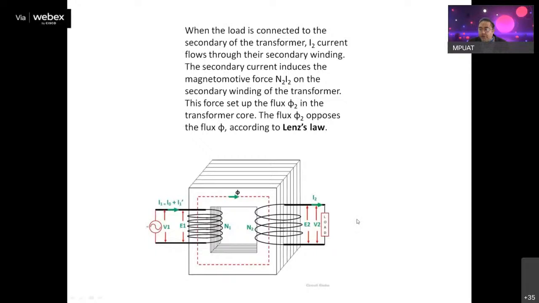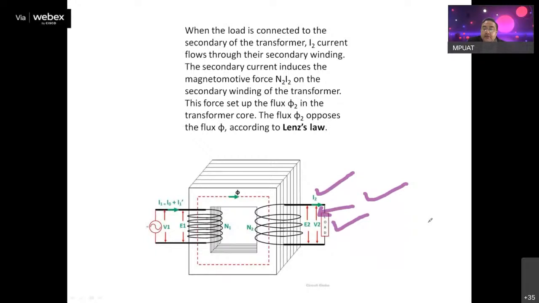I will tell you later on how it will behave if it is a resistive load, a capacitive load, or an inductive load. Let us assume that some load is being connected. You can see a load is being connected. Now as soon as you connect a load, a secondary current I2 starts flowing through it, and we will get a terminal voltage V2. Clear?